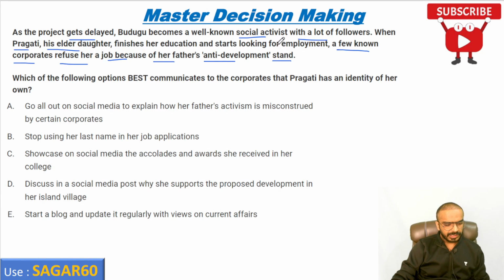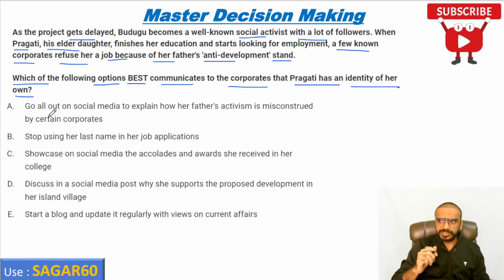Very good. Yeah. So his daughter is not getting a job because of him, right? Because of his anti-development activities, right? है ना, because of his anti-development activities. Okay, ठीक है. Which of the following options best communicates to the corporates that the Pragati has an identity of her own, right? So she needs to stand out, that she needs to prove कि भाई I have my own identity, है ना.